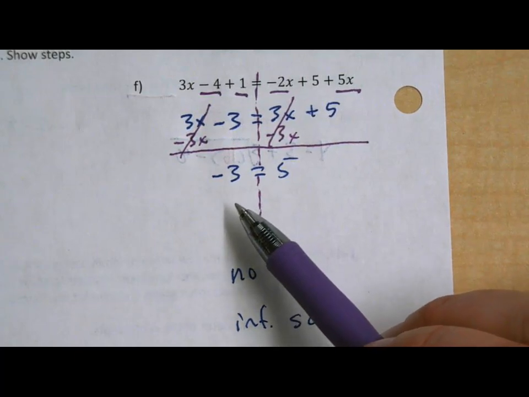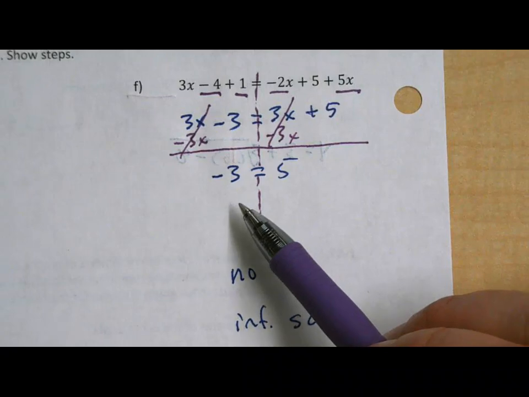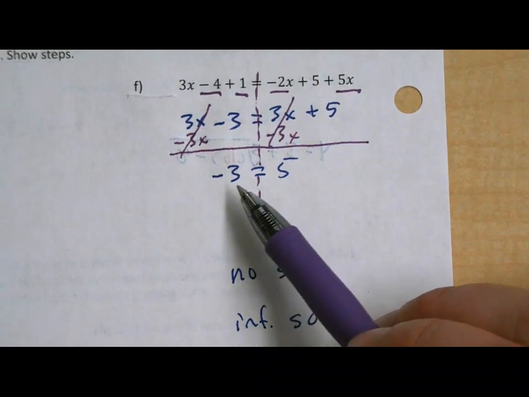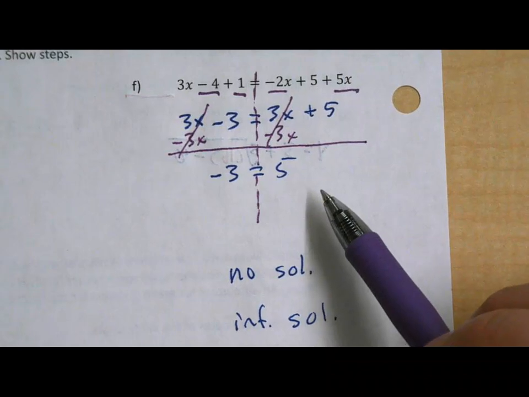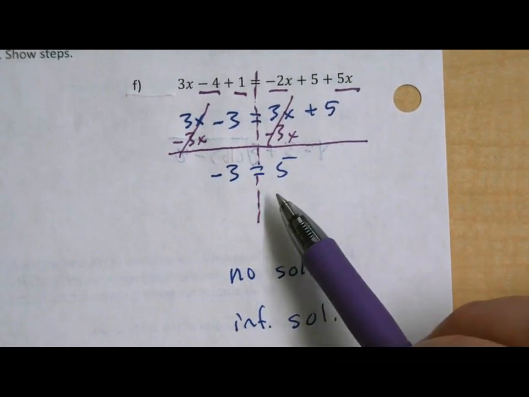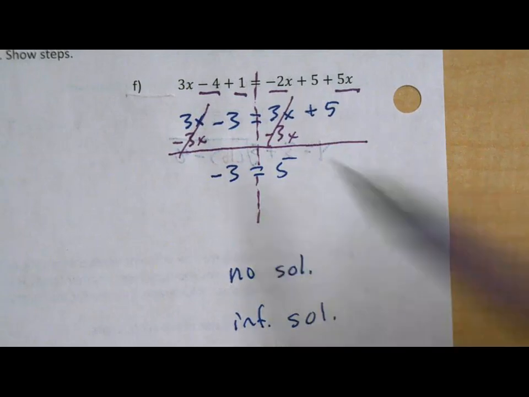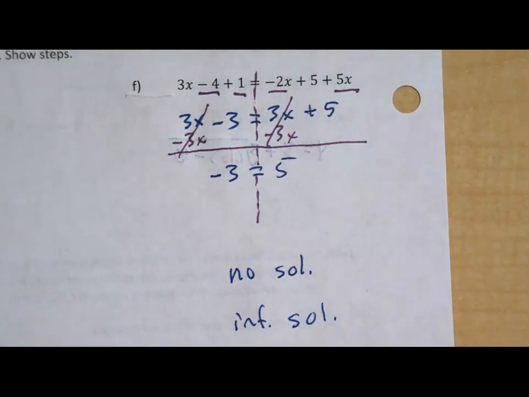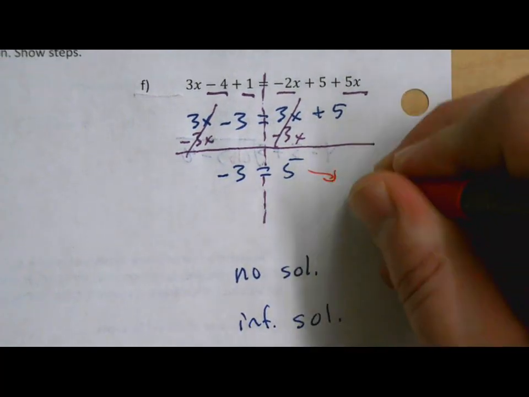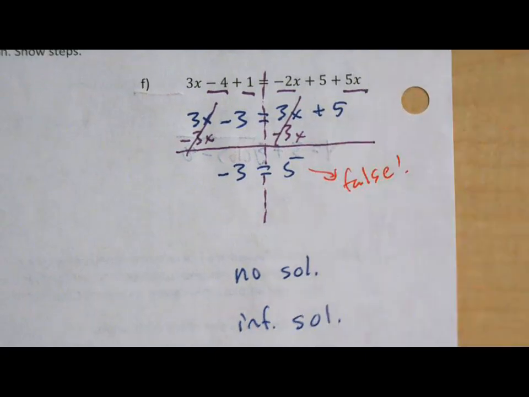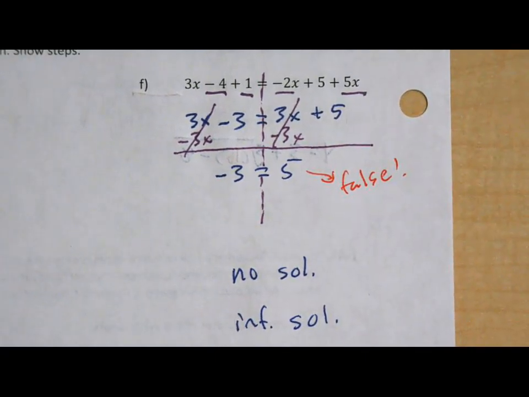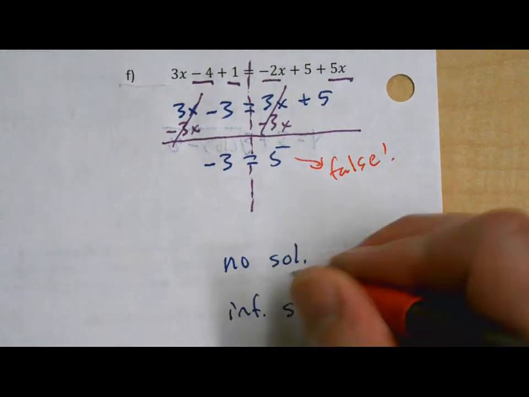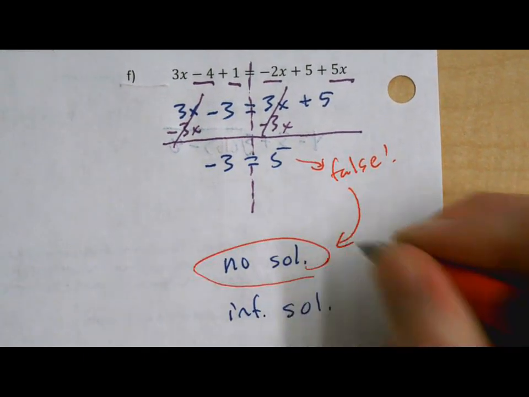I'm going to disagree with you on that part. Well, let me ask you a question. Is -3 equal to 5? Equal means the same as in math, right? Now, if we had some x's, I would agree with you, but the x's all went away, right? So if we're just dealing with numbers, is -3 the same as 5? No. This is a true or false statement. This is a false statement. And if it's false, we go no solution.